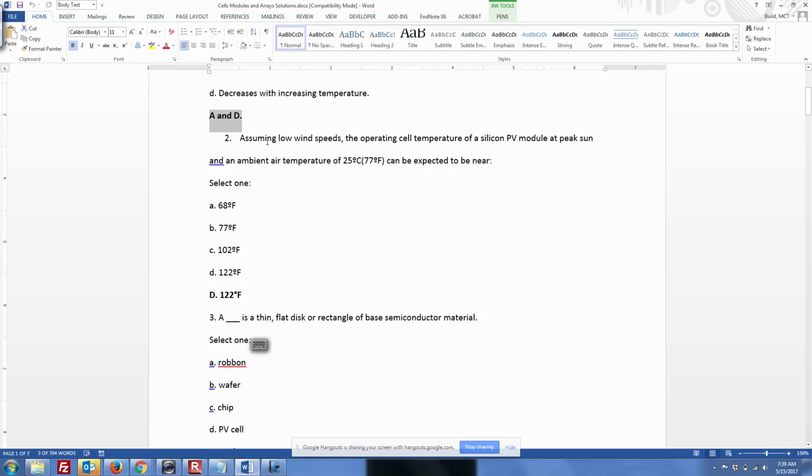Okay. All right. So this next question says, assuming low wind speeds, the operating cell temperature of a PV at peak sun could be near what temperature? 77 degrees Fahrenheit or 25 degrees Celsius. So in this case, if there's relatively little wind and a lot of sun, the temperature can actually get quite hot.